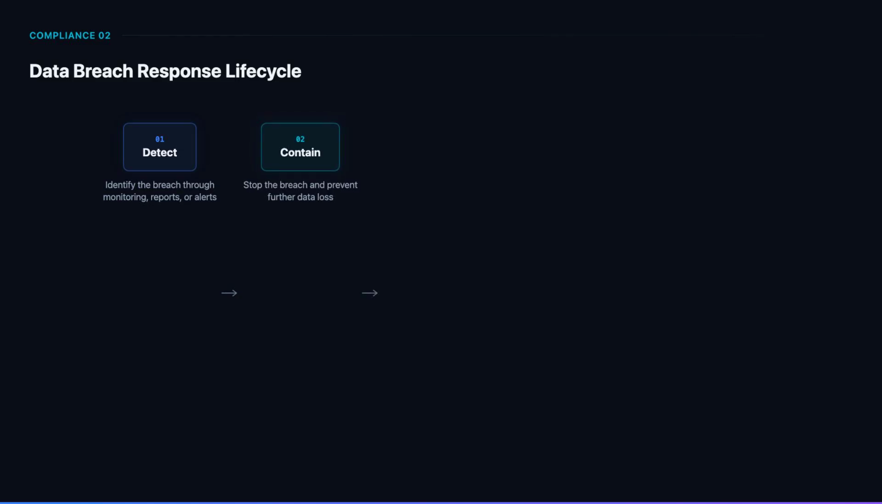Immediate containment stops the breach and prevents further data loss. This may involve isolating affected systems, revoking access credentials, blocking compromised accounts, or taking services offline temporarily.